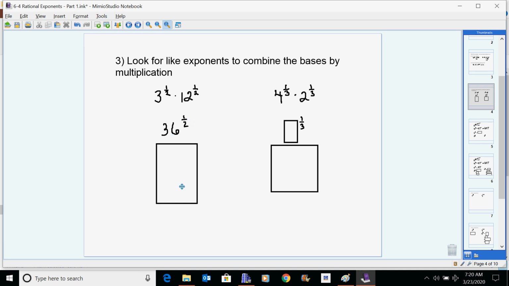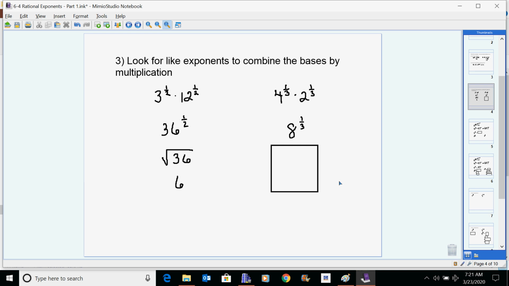So 36 to the 1/2 power, that is square root of 36, which is something that can very easily be done mentally and get the answer of 6. All right, same thing here. Like exponents means that they're the same radicals, which means that you can put them under the same radical expression, so you can multiply these bases together. That should give you an 8.